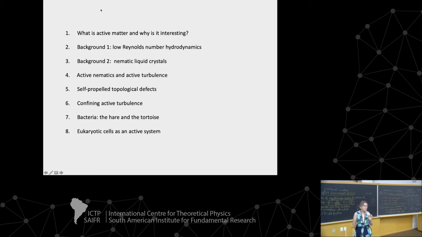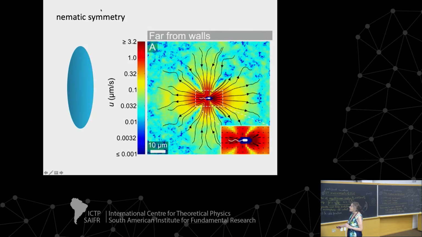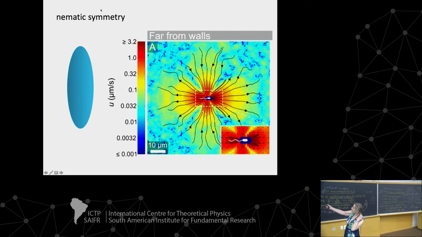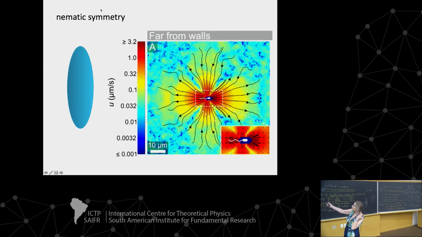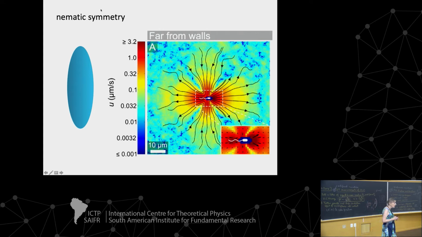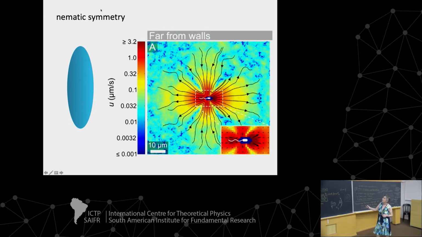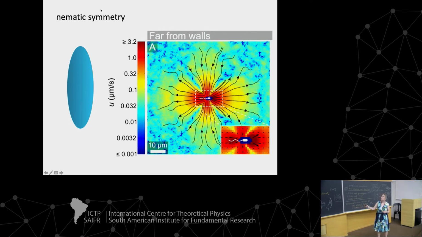downwards. So let me just take 1 minute to summarize what's going to be important. First of all, this is this idea of pneumatic symmetry. Special direction, but up and down are the same. Pneumatic liquid crystals are like that. And the flow fields around active particles are like that.